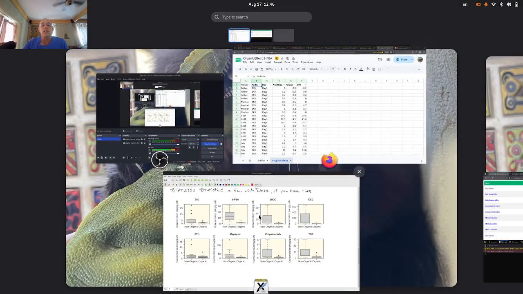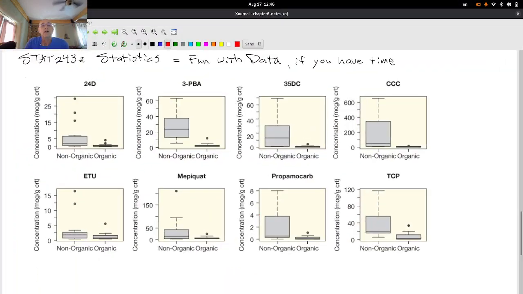The study I want to look at is here. So here you might recognize these as box plots. We have some vertical comparative box plots, and these are measurements. Let's focus on, say, this one about the 3 PBA.